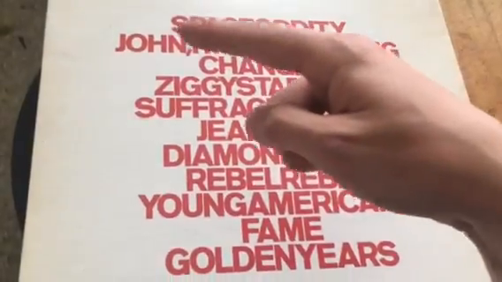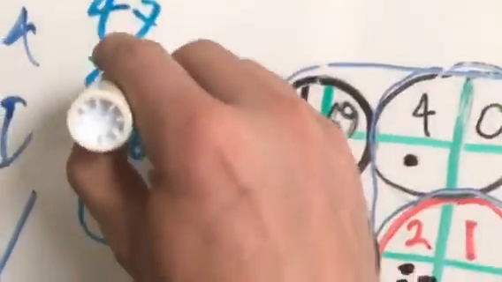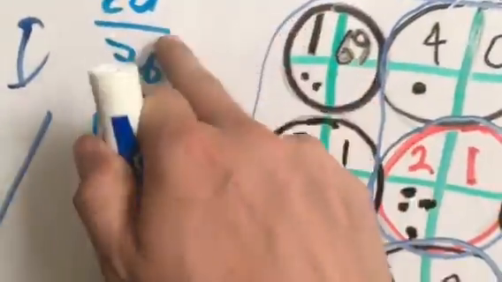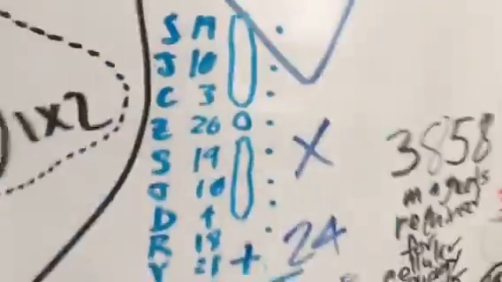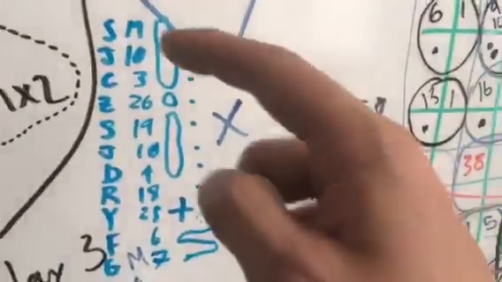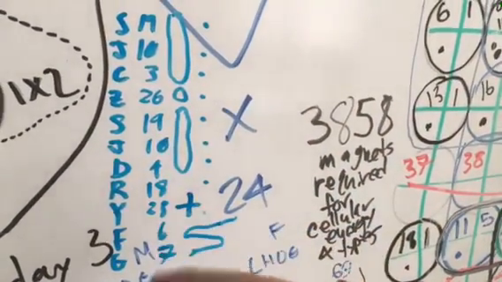So let's just take a look at the first letters and see if we can tell the story of this album. So I wrote it over here. Now here's your S, J, C, Z, S, J, D, R, Y, F, G.